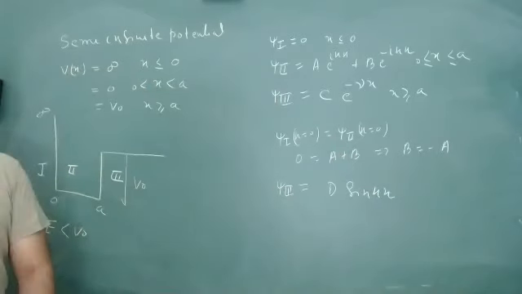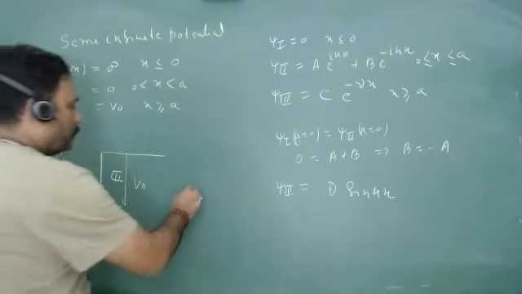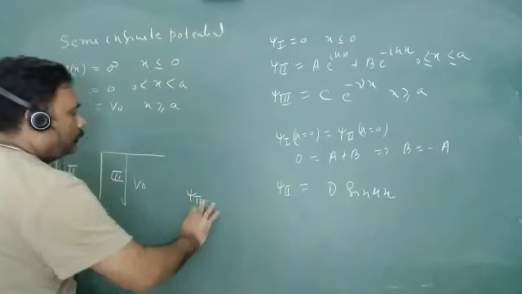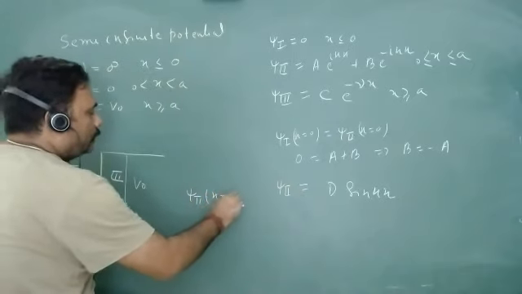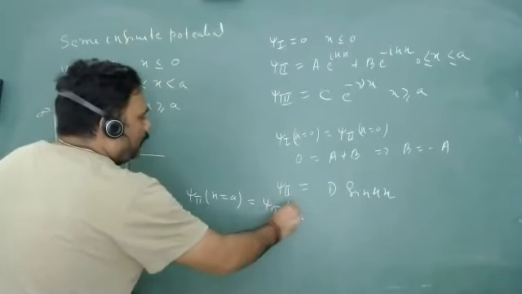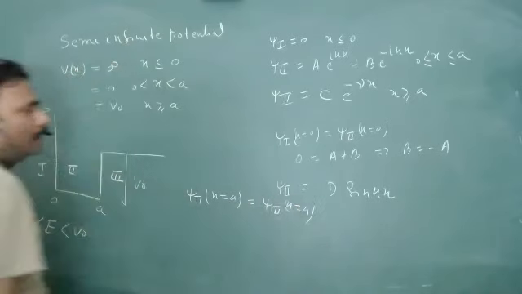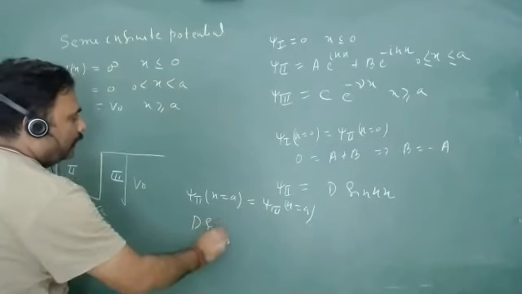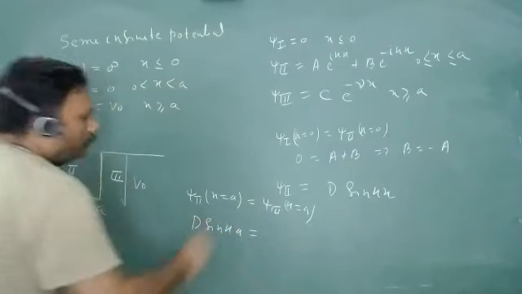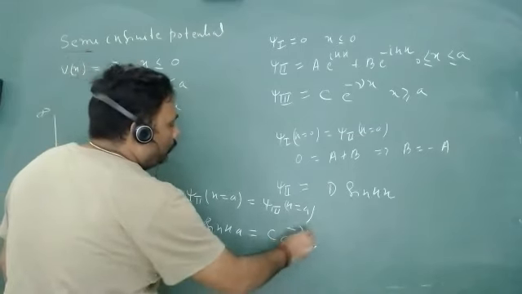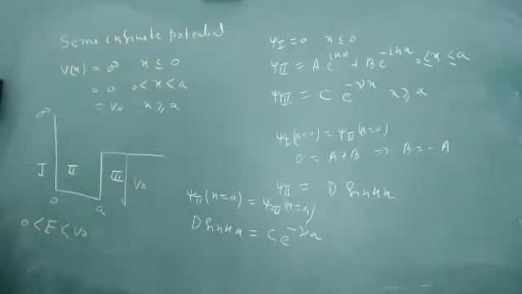What should be the next step? Next step, we will go for psi 2 at x equal to a equal to psi 3 at x equal to a. So what will happen? D sine ka must be equal to C e to the power minus gamma a, because a is the boundary.